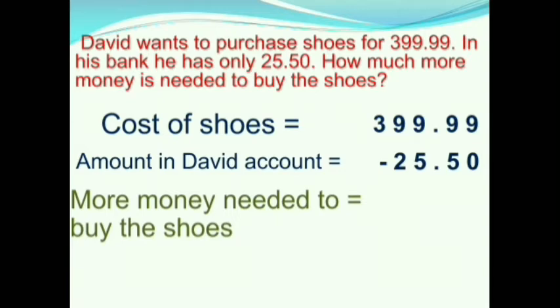First we should subtract 9 and 0. 9 minus 0, 9. Next we should subtract 9 and 5. 9 minus 5, 4. Next we should subtract 9 and 5. 9 minus 5, 4. Now we should subtract 9 and 2. 9 minus 2, 7. Here only 3 is there, so we should write 3. Therefore 374 rupees 49 paise needed to buy the shoes.